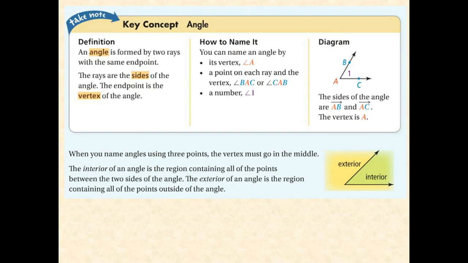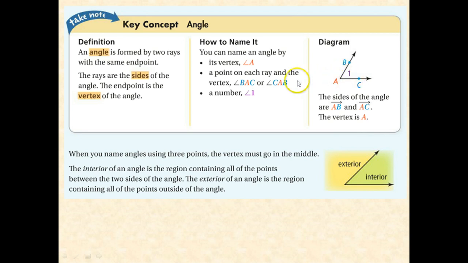Let's talk about angles. An angle is formed by two rays coming from the same endpoint. The rays are the sides of the angle, and the endpoint is the vertex of the angle. You can name an angle by its vertex. You can call this angle A.